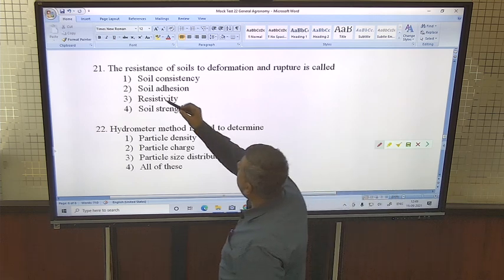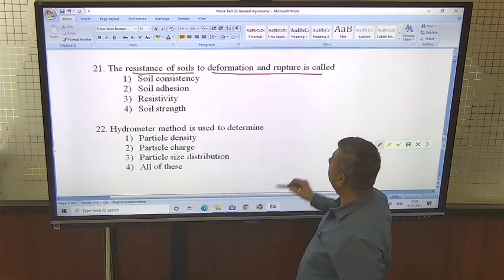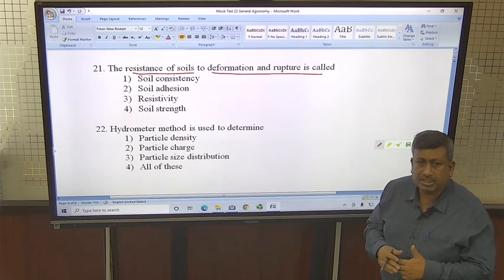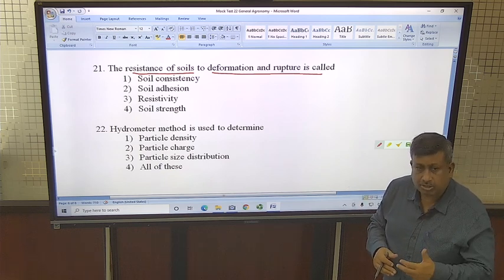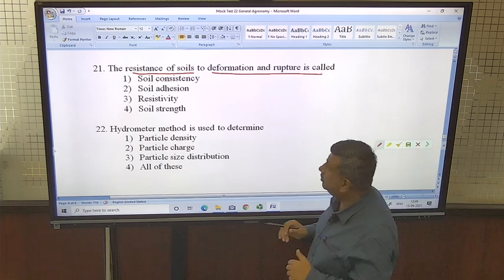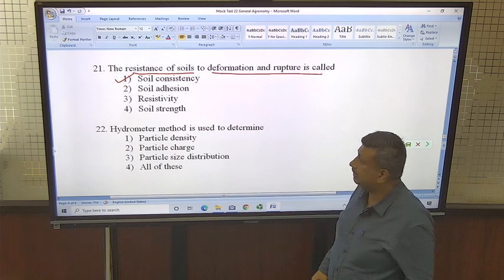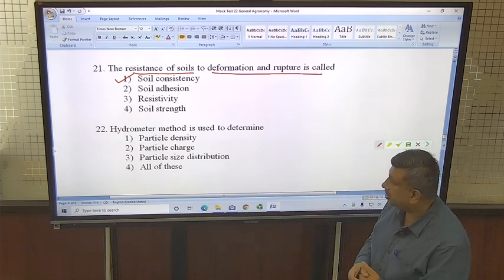The resistance of soil to deformation and rupture is called soil consistency. If we apply a force to destroy the soil structure, the soil offers resistance to the applied force, and this is known as soil consistency. High soil consistency indicates more force is required for its deformation.